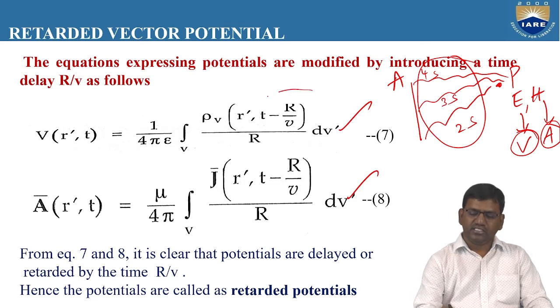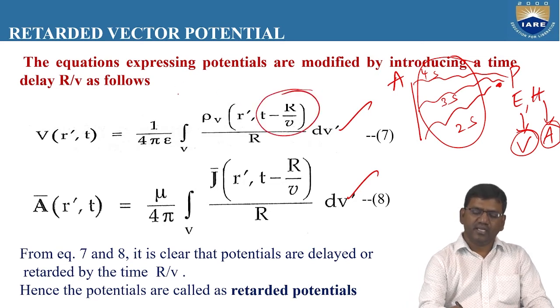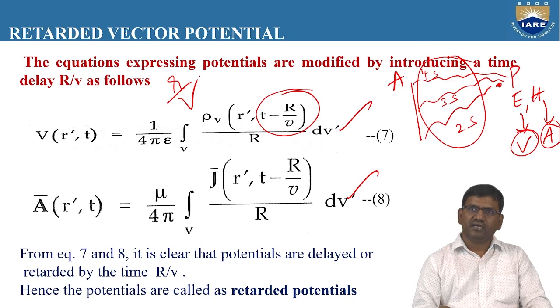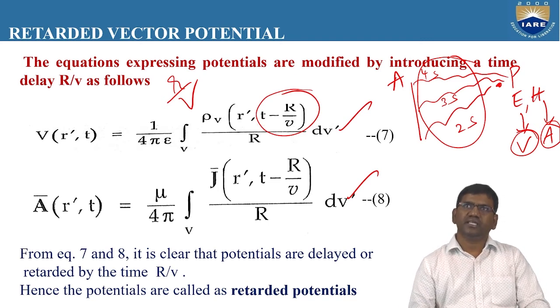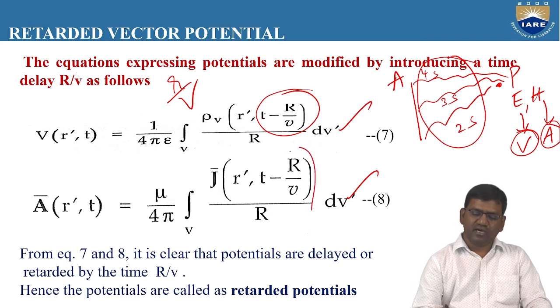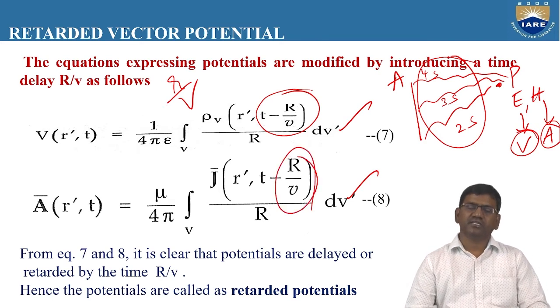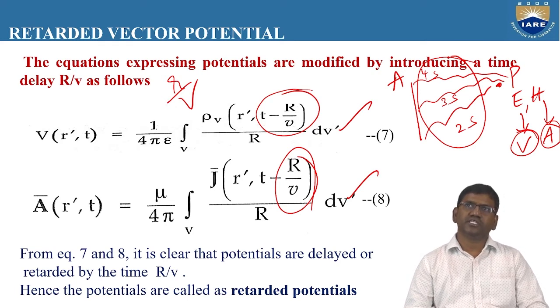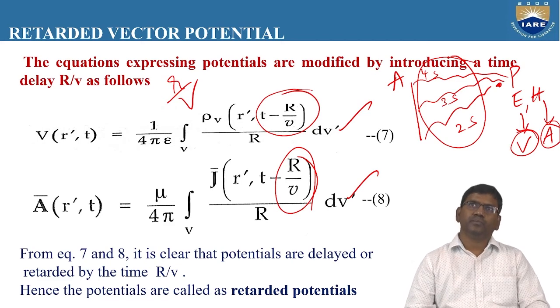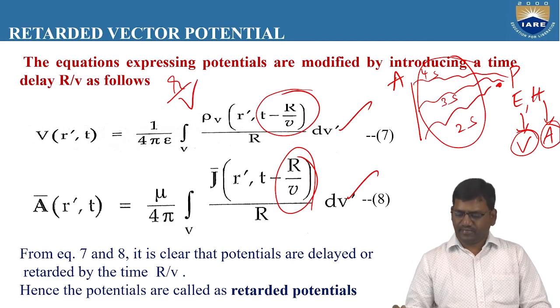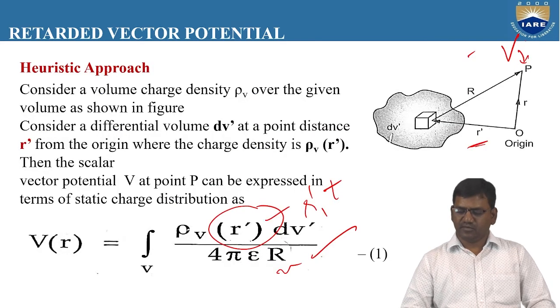As these potentials are delayed by the time interval of R by V, these potentials are called retarded potentials. In the next session, we will see about the fields from the oscillating dipole.